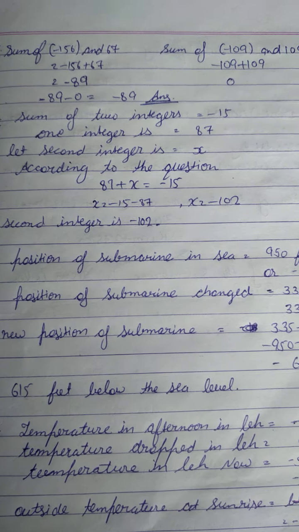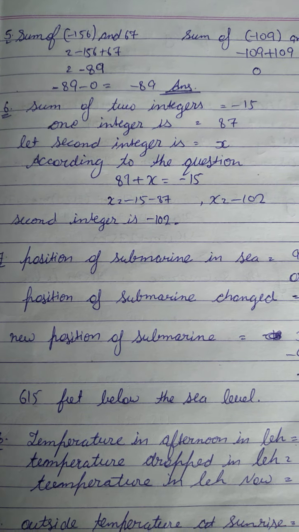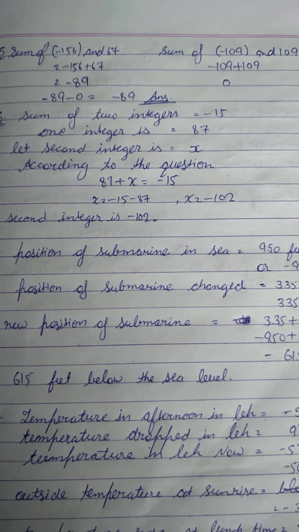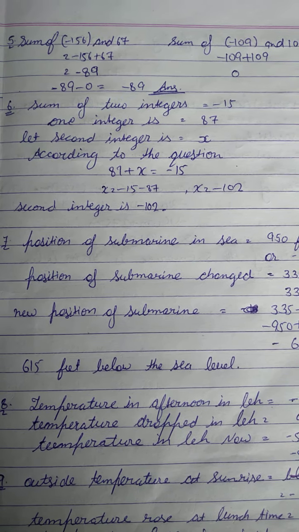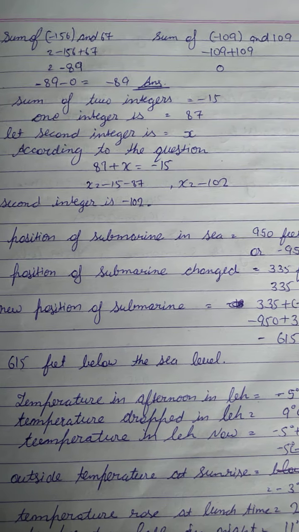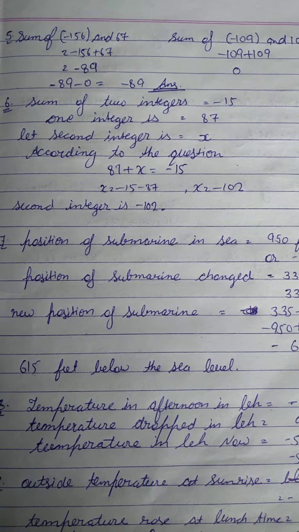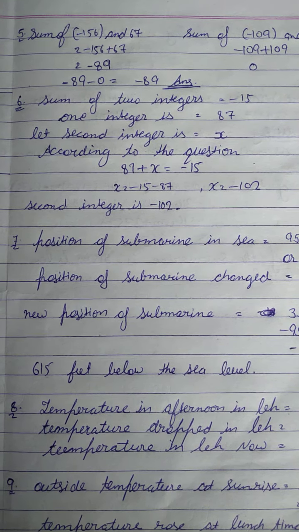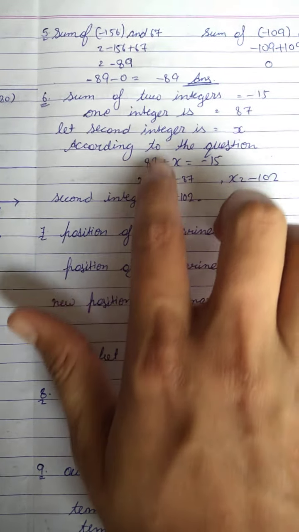After this we move on to the statement sums. Our first statement sum is: from the sum of minus 156 and 67 subtract the sum of 109 and minus 109. So firstly we solve minus 156 and 67, that is minus 89. Then solve minus 109 and 109, that is 0. Now from minus 89 you subtract 0, you get minus 89 as the result. Is that clear to everyone?